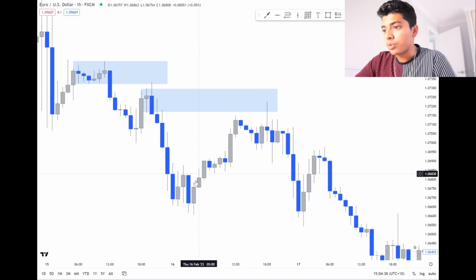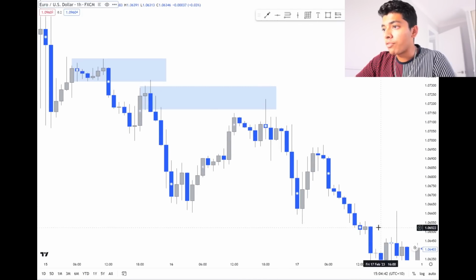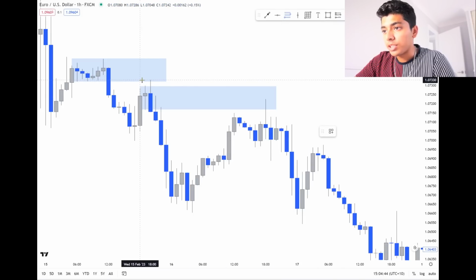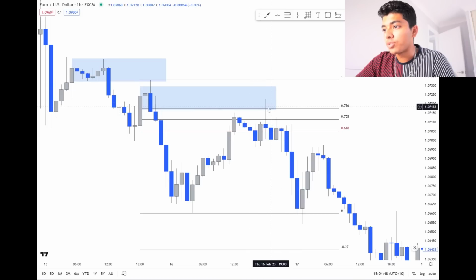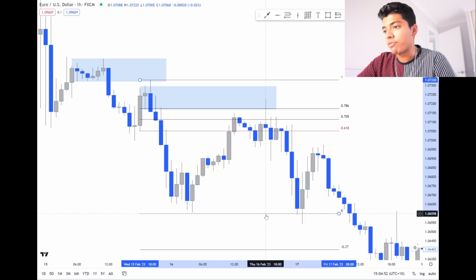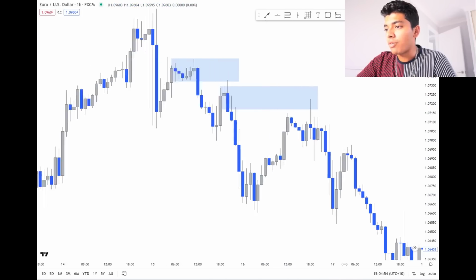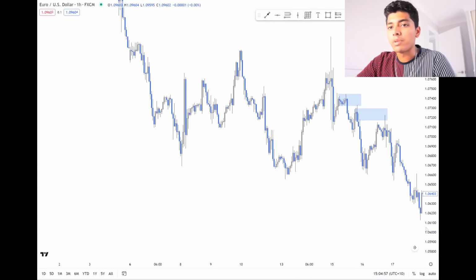And what do we see price do? Price comes back into that zone, it mitigates it, and then it reverses again. So when we look at the Fibonacci tool, we can see that price has actually come into our premium zones yet again. It sniped the 786 and then it has reversed straight away from there. So you can see that you can't really fake this stuff, bro. It literally happens all the time.